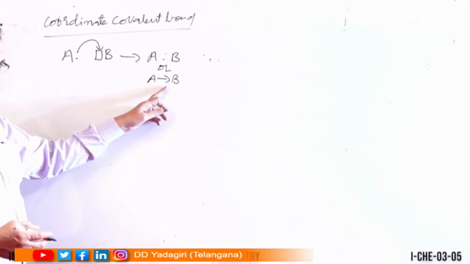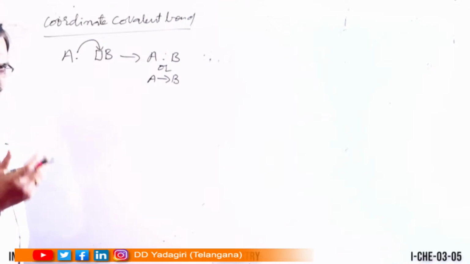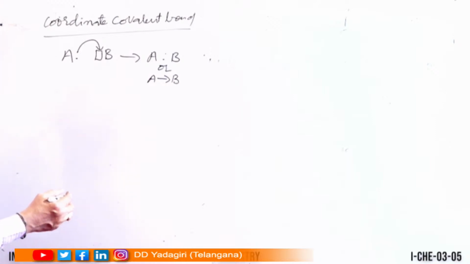When a coordinate covalent bond is formed, the donor should have a pair of electrons, and the acceptor should have a vacant orbital. It is compulsory in terms of the orbital approach, right?